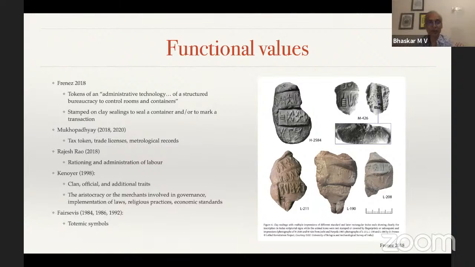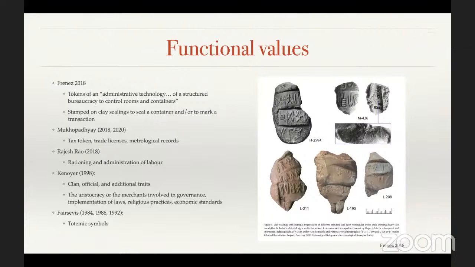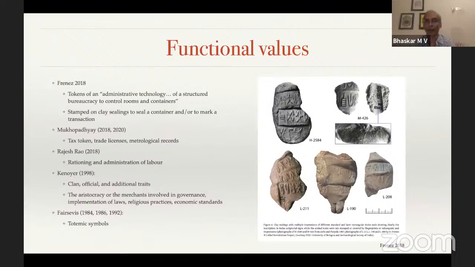The aristocracy or the merchants involved in governance, implementation of laws, religious practices, and economic standards, and that was it. And Fairservis in 1984 was the first one to steer the Indus field symbolism value into some kind of a functional value by claiming that they represent totemic symbols. And before that, we understand that all of them were only talking about it in terms of religion and the intangible qualities of these seals and what they represented.